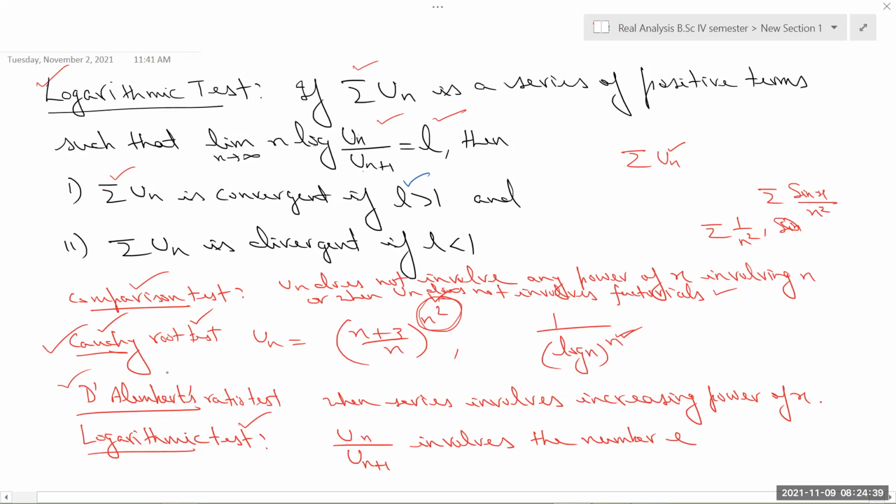In the case of D'Alembert's ratio test, when the series involves increasing powers of x, one can apply D'Alembert's ratio test. And it is good to apply the logarithmic test when the limit of un upon un plus 1 involves the exponential term.